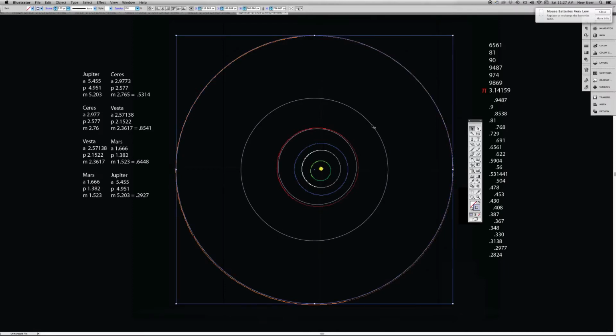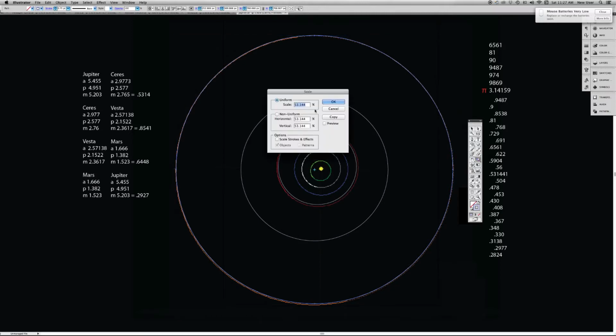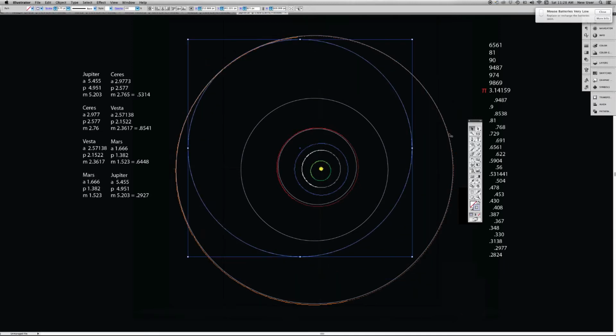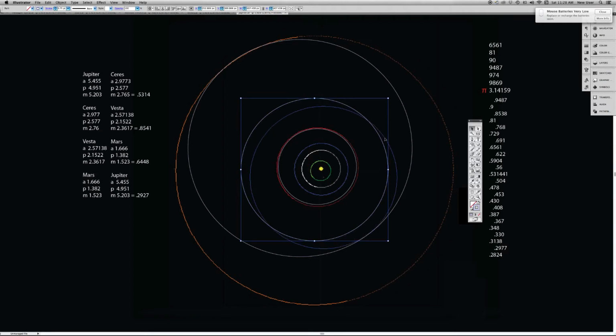But I don't know where to put it, so I'll drop an 8.1 as a transfer circle in from the orbit of Jupiter. Place that there. And I can move that to that point, and that's where Ceres is in relation to the rest of the orbits.